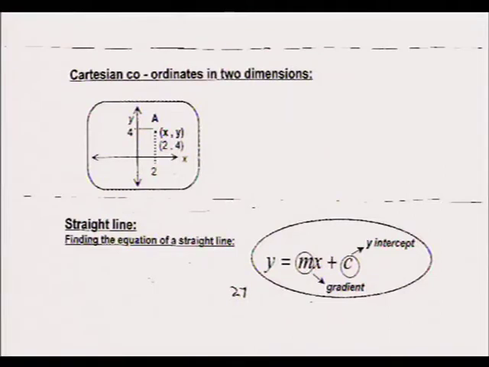Cartesian coordinates in 2 dimensions. If you plot A, first you plot x from the x-axis, your value, and then from your y-axis. Finding the equation of a straight line: the formula is y is equal to mx plus c, where m is the gradient and c is the intercept on your y-axis.